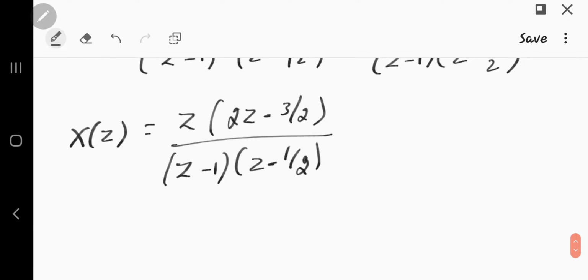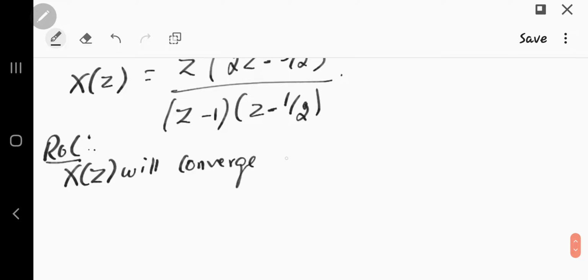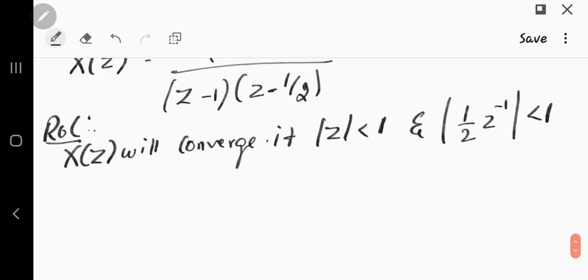Now we have to locate poles and zeros, and before going to that, we have X of z, we have to find the ROC. X of z will converge if the first condition is z less than 1 and the second one is 1 by 2 z inverse less than 1. So this one is fine.